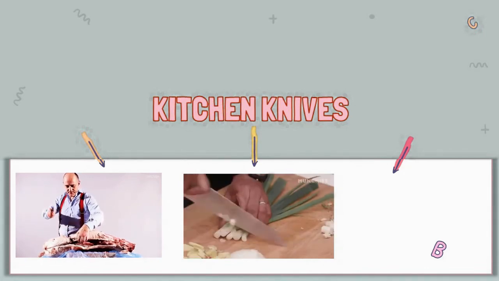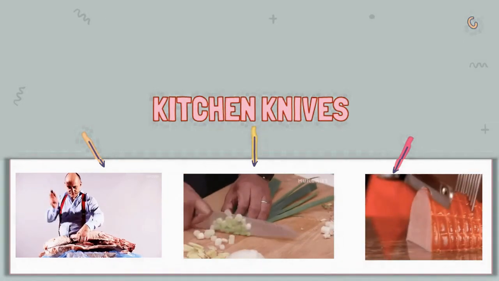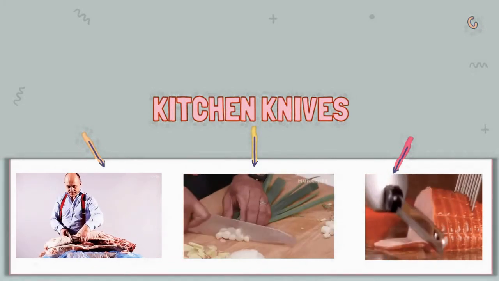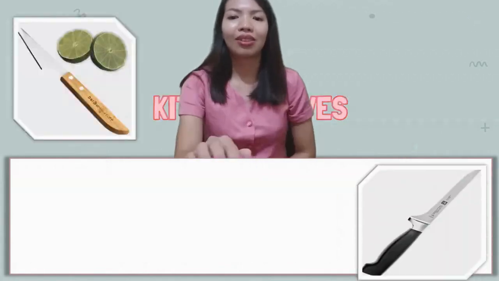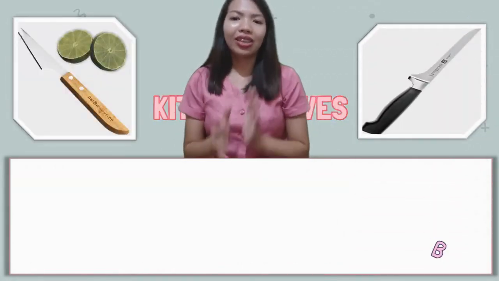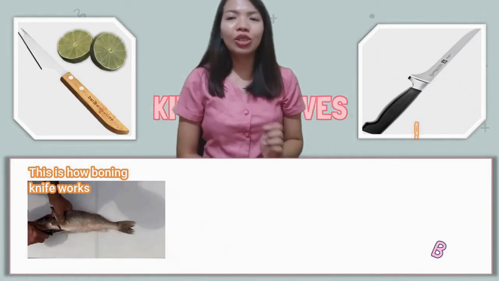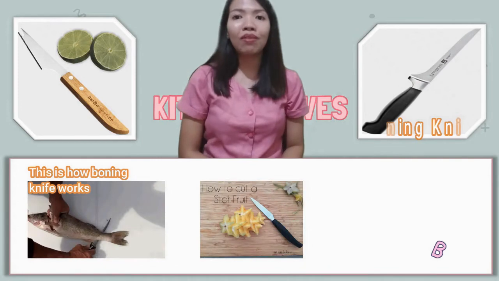Okay. We have the roast beef slicer. So this one is used for cutting thin slices of beef, ham, and roasted chicken and other roasted meat. Okay, next we have the boning knife. So the boning knife is used to fillet the fish and to remove the meat of the fish from the fish bone.